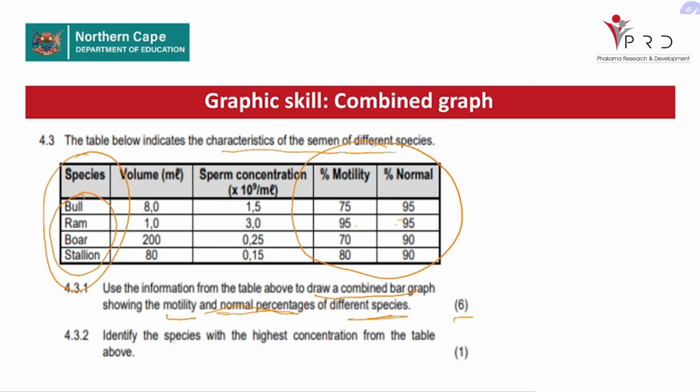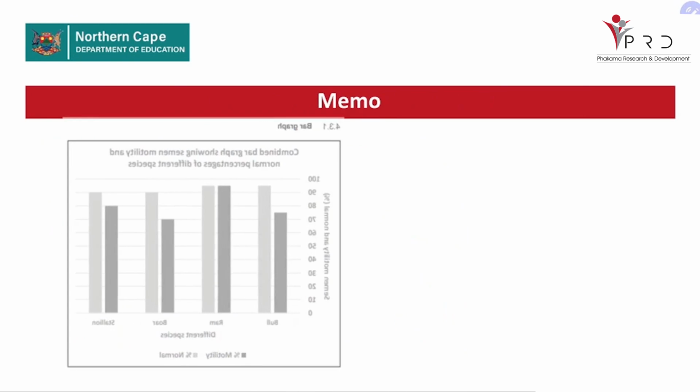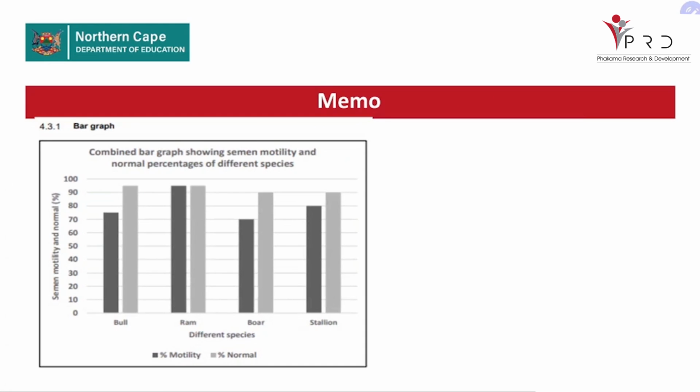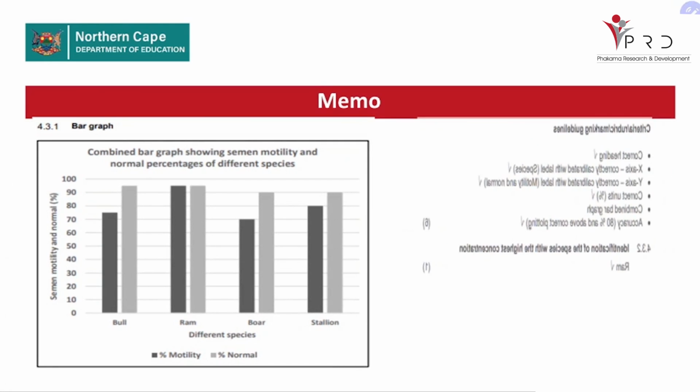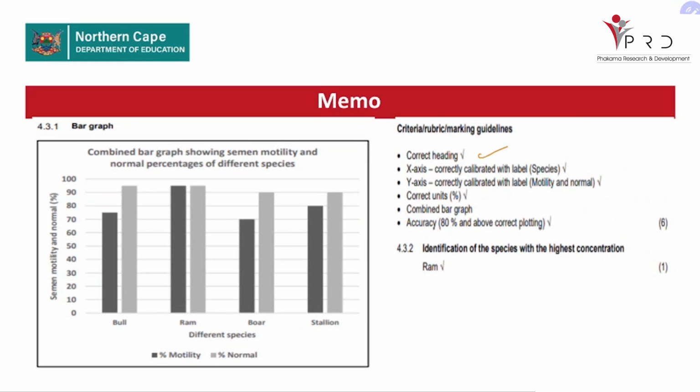After that, you are expected to identify the species with the highest concentration. So now you focus on the sperm concentration. Which species has the highest concentration? It is there in front of you. So what is expected on the graphic skill? You are expected to provide the heading. That's why the memo says the correct heading. You can provide a heading and you lose a mark if it is not correct.